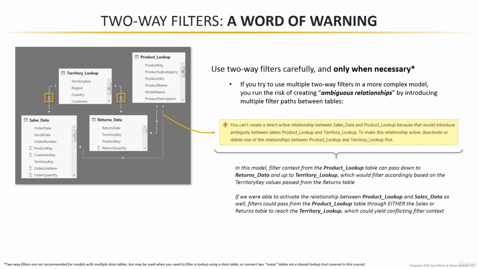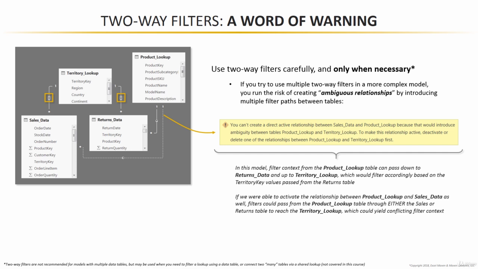Now, if that helmet was only returned in territories 7 and 8, because territory keys 7 and 8 were the only ones remaining in that filtered down returns table, that's the context that gets passed up to the territory lookup through that bidirectional filter and tells that territory lookup table, hey, there are only two territories that exist in the universe, 7 and 8.